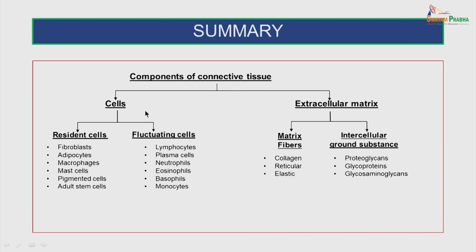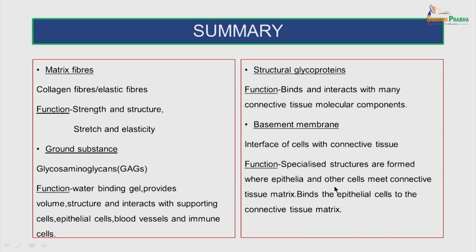So to summarize, the components of the connective tissue include the cells and the extracellular matrix. Cells are of two types, the resident cells and the fluctuating cells. The extracellular matrix includes the matrix fibers and the intercellular ground substance. The fibers include the collagen fibers, reticular fibers and the elastic fibers. The intercellular ground substance, we saw, includes the proteoglycans, the glycoproteins and the glycosaminoglycans.